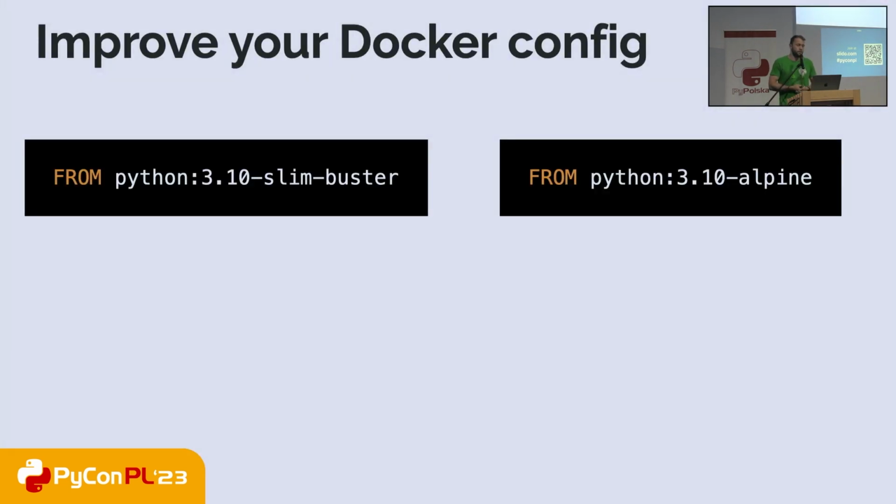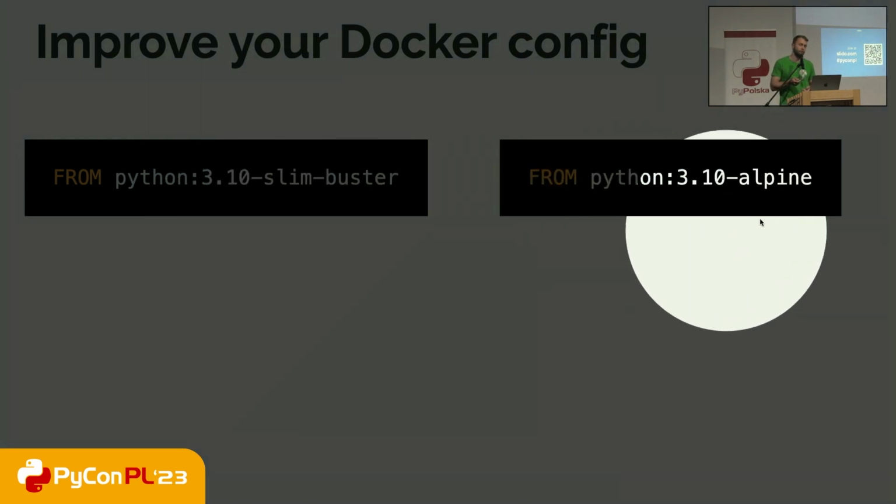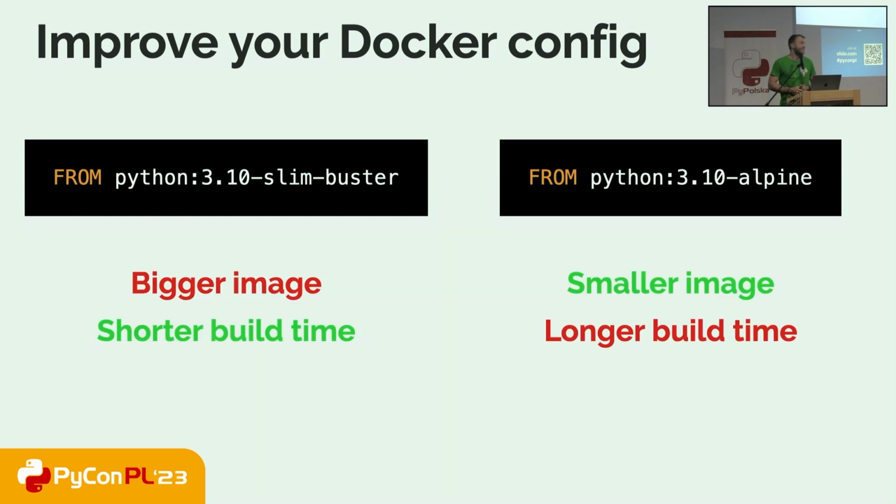Speaking of images, which one of those two you think is better? So we have Slim Buster, that is a Debian-based image, or we have Alpine, which is a pretty bare-bone and tiny Linux image. So who here thinks Alpine is better base image? We have a couple of hands. Who here thinks Slim Buster is better? We have more hands, and I think the rest has a preference for some other image. Windows.